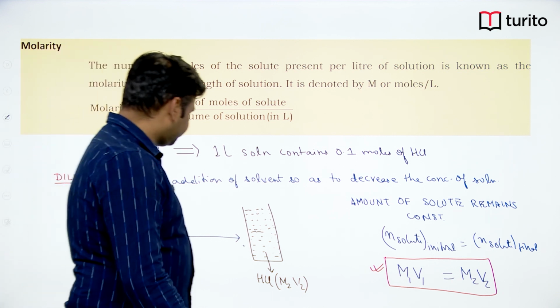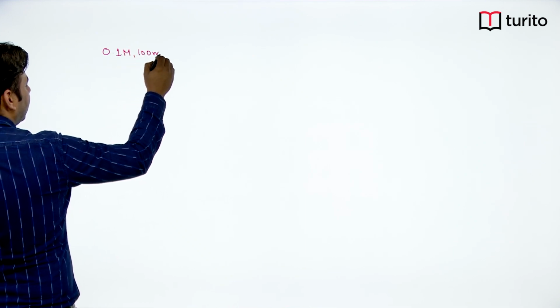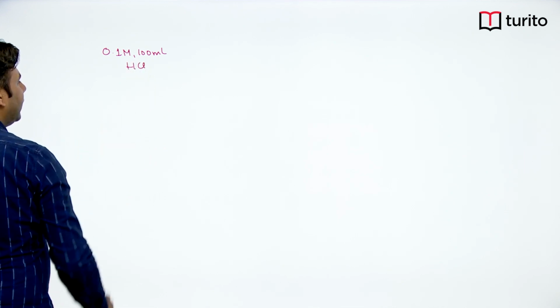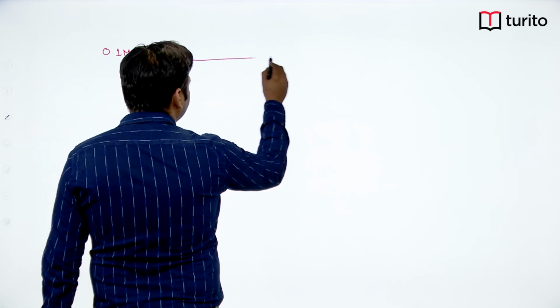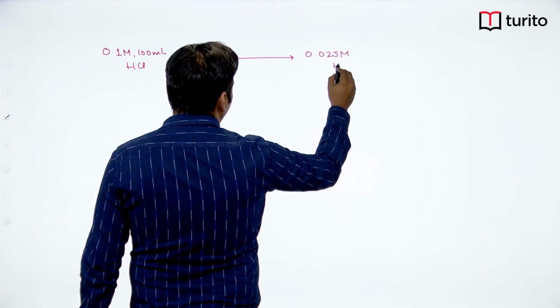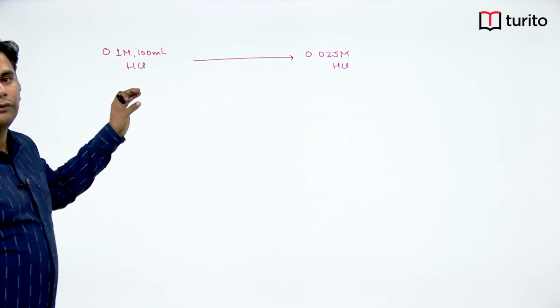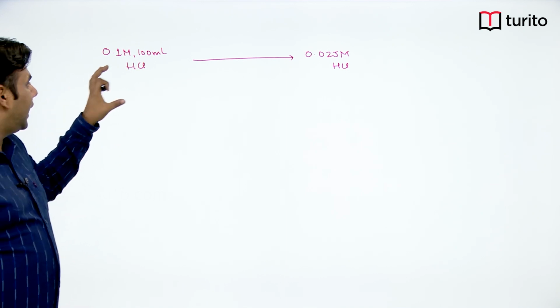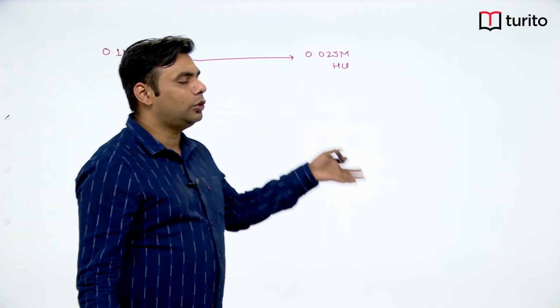Okay, so let us take an example. Suppose we have been given a solution whose molarity is 0.1 molar and volume 100 ml. So we have 0.1 molar, 100 ml HCl. From this 0.1 molar HCl, we want to prepare a solution whose molarity is, say, 0.025 molar HCl. This is called the stock solution or the mother solution, because this is the main stock from where we are taking out HCl. So suppose in the lab we have 0.1 molar HCl, 100 ml. Now in some reaction we want to use 0.025 molar HCl.